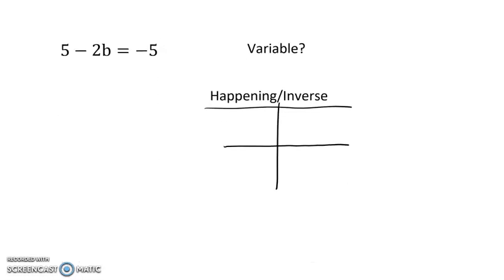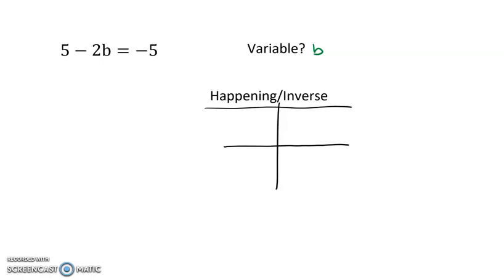Alright, so here is the first problem that we have today. Our problem itself is 5 minus 2b equals negative 5. The first thing that we should really do is figure out what our variable is, and that just so happens to be b. Remember that our variable is our letter or our symbol to represent the unknown.